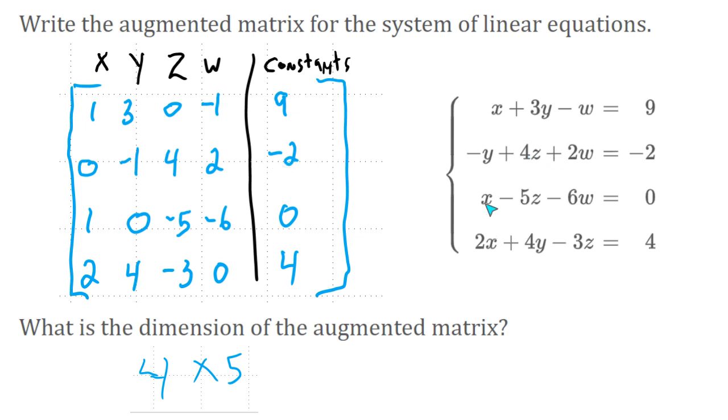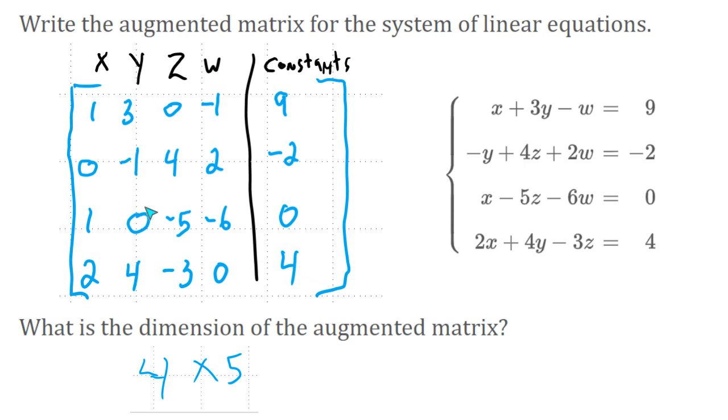And then the third one, in front of x, I have a 1. There's no y, so I use a 0. And then z is -5, and w is -6, and my constant is 0. Then we have 2 for x, 4 in front of y, -3 for z, and then I don't have a w, so I use 0. And then my constant is 4.